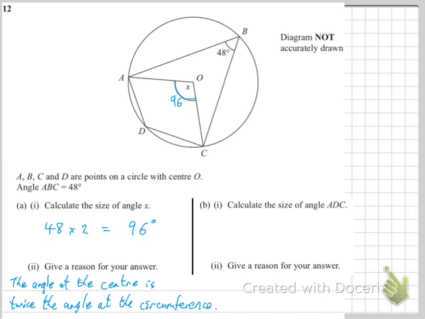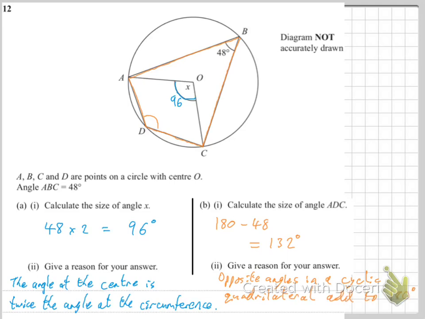Okay, and then when you spot that, the 96 is not actually relevant for finding ADC. You just need to do 180 minus 48 because opposite angles in a cyclic quadrilateral add to 180. There you go, 4 marks.